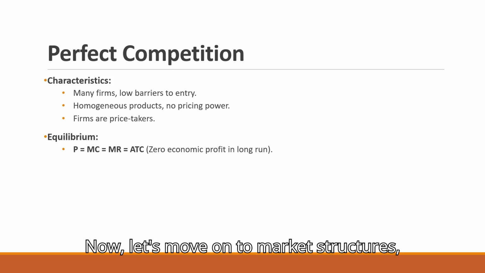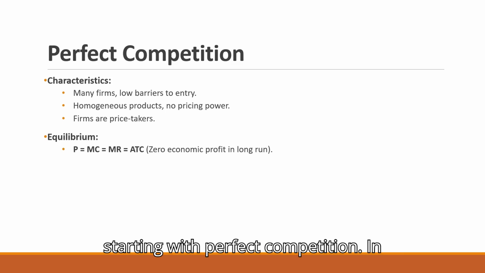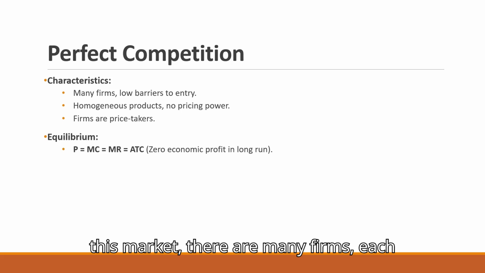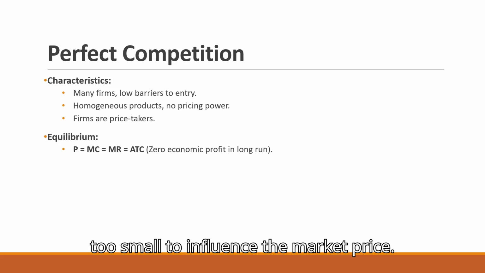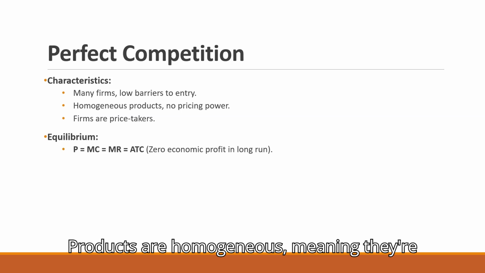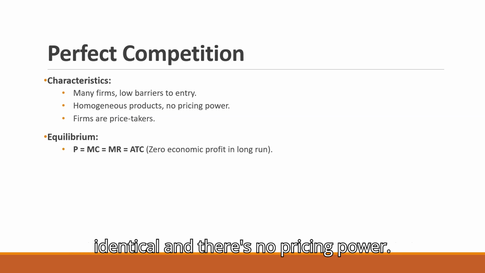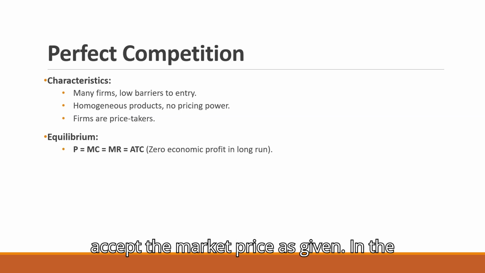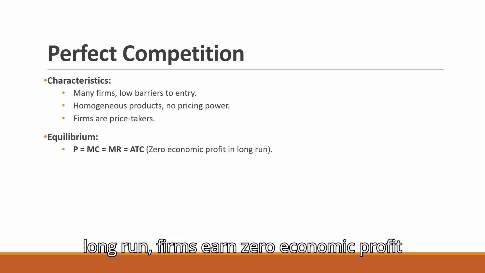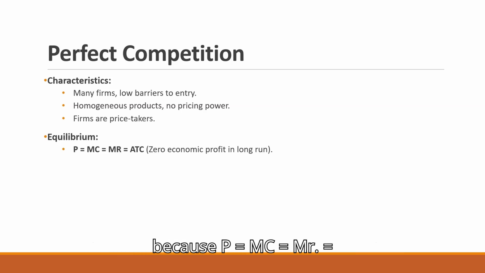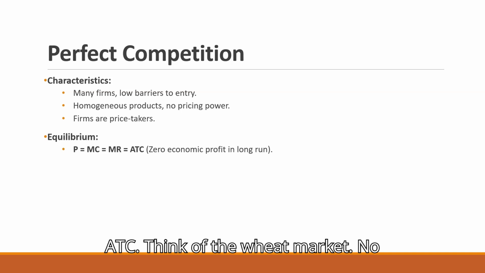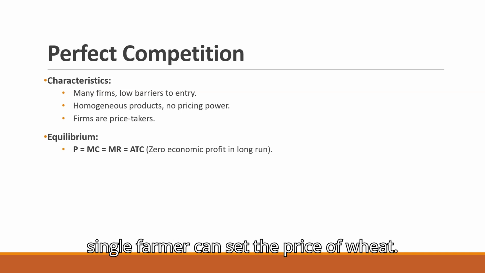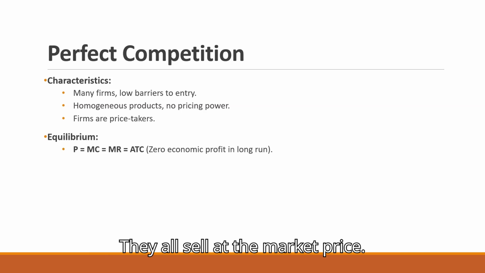Now, let's move on to market structures, starting with perfect competition. In this market, there are many firms, each too small to influence the market price. Products are homogeneous, meaning they're identical, and there's no pricing power. Firms are price takers, meaning they accept the market price as given. In the long run, firms earn zero economic profit because P equals MC equals MR equals ATC. Think of the wheat market. No single farmer can set the price of wheat, they all sell at the market price.